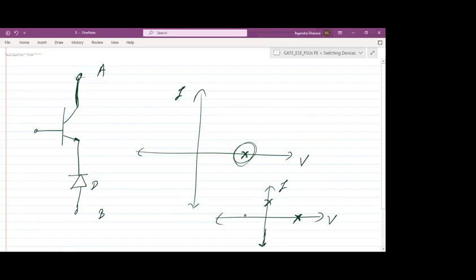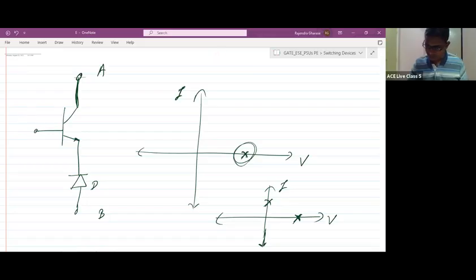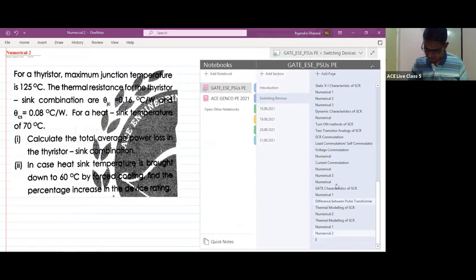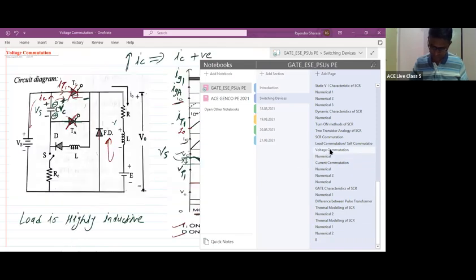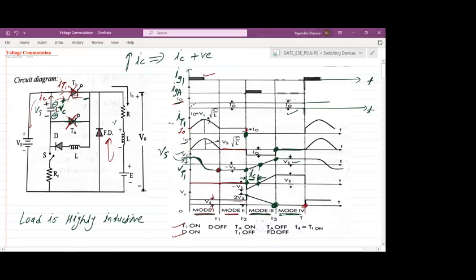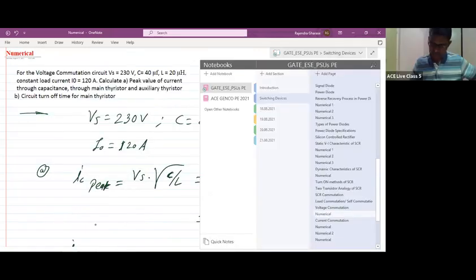Okay, sir. Good evening, sir. Good evening. Show me the peak current through thyristor T1 expression in voltage commutation. Just a minute. Peak current through thyristor T1. Yes, here it is. The expression you have derived, sir, before the problem slide. I need to write down the peak current expression once.